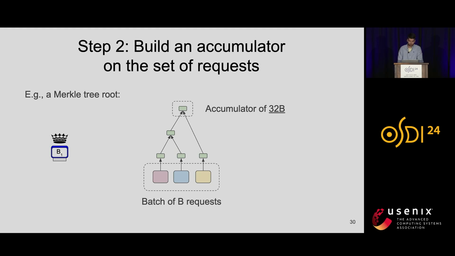The second step is that the aggregator is going to include these requests into an accumulator. An accumulator is a cryptographic tool which represents a set of elements. And moreover, it's a small thing. You can simply think of it as a Merkle tree on this batch of requests. It amounts to 32 bytes.